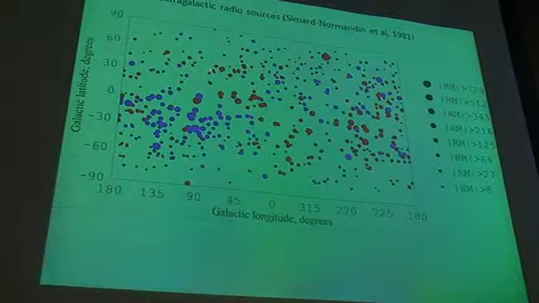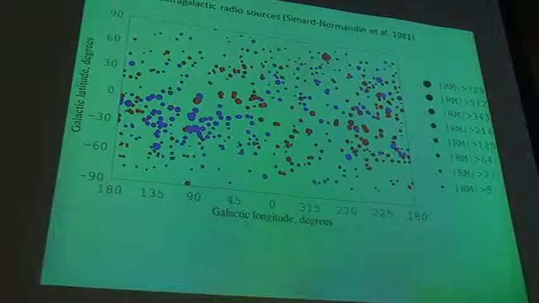Every dot here, every circle, is one single radio source. Altogether, there are about 500 of them. What is plotted is the value of RM. When RM is positive, the dot is red. This means that the magnetic field is directed towards us. Blue means magnetic field directed away from us. The bigger the circle, the larger the value of this integral.